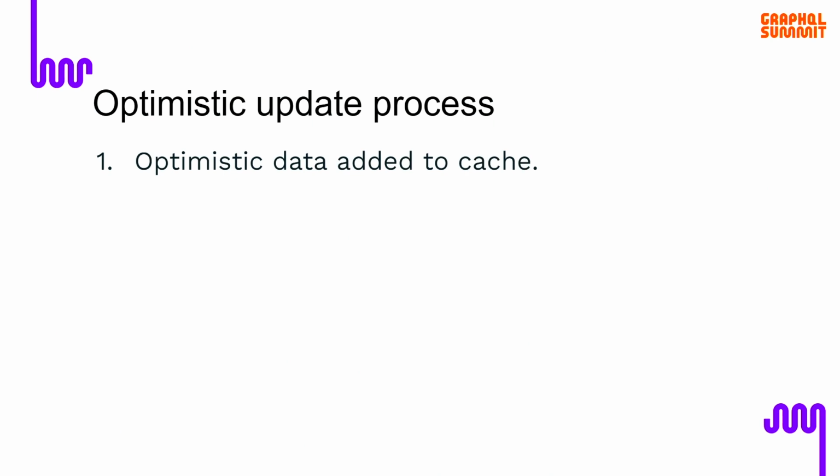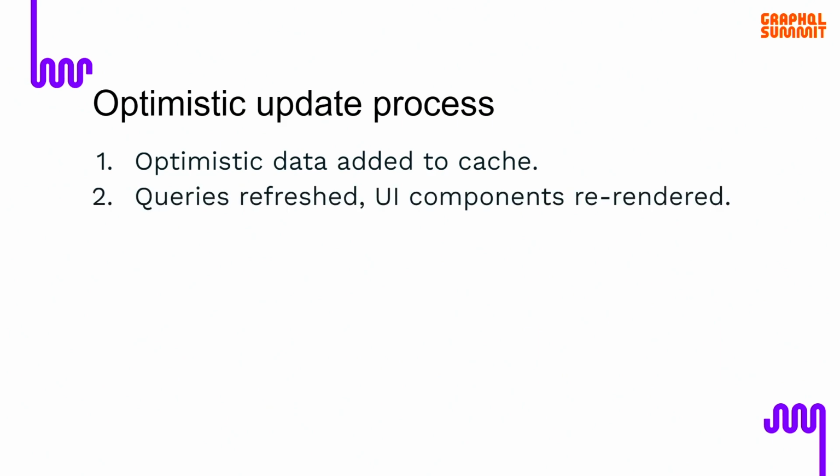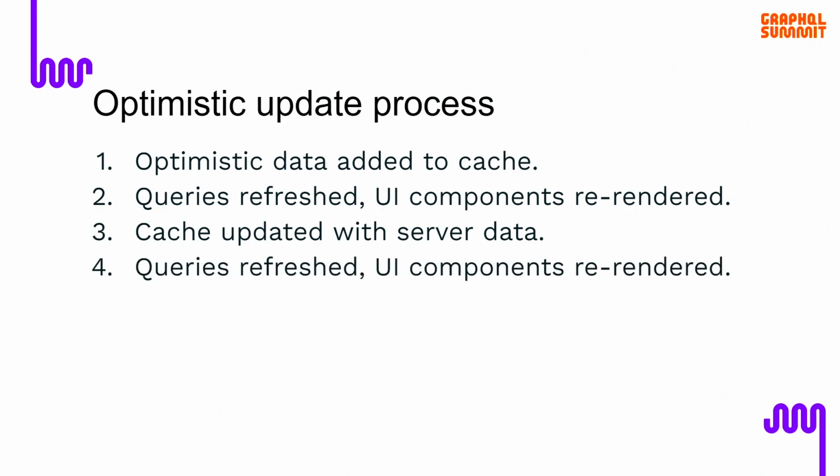So first, optimistic data is added to the cache right when we fire off that mutation. And this triggers all the queries that are related to that data to refresh, and all of the associated UI components to re-render. Then that cache is updated with the server data once the server response comes back, which triggers those queries to refresh again and triggers any associated UI components to re-render a second time.